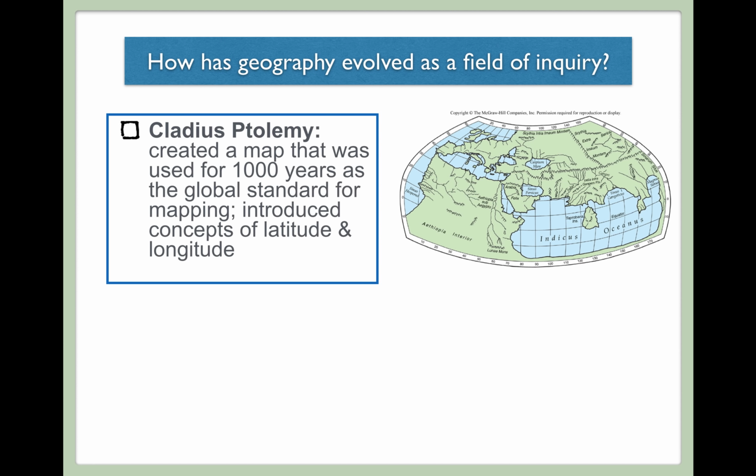We'll continue by discussing Claudius Ptolemy, a very famous geographer and cartographer who created a map that was used for 1,000 years as the global standard for mapping. It was from Ptolemy that we had the concepts of longitude and latitude, something we'll discuss at much greater length in the coming days. Longitude being lines that run north to south on Earth, and latitude being lines that run east to west. Those lines, these early indications of measurement, were pivotal for early travelers and early trade to help understand navigation tactics.